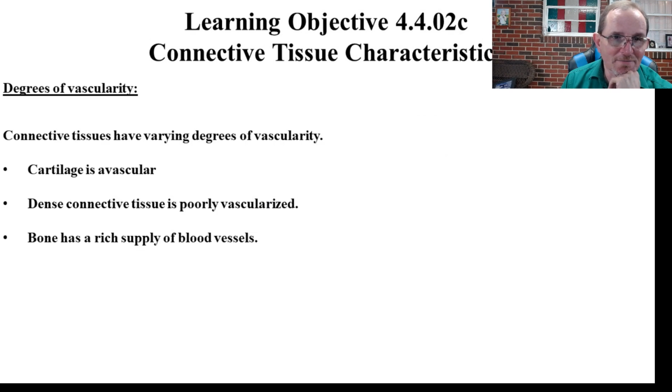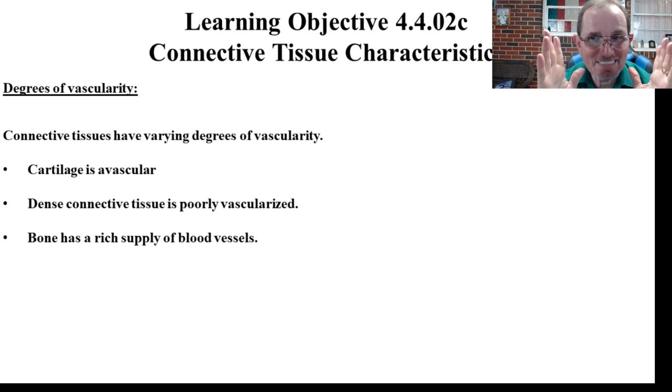Let's just run over here. Cartilage is avascular. Cartilage, we'll talk about that. That means that when it's torn, it takes a long time to heal because there's not a good blood supply to bring the repair crew there. Dense connective tissue has some, but they're generally poorly vascularized. And again, it takes a long time for these guys to heal.